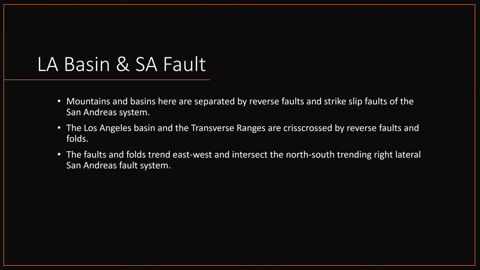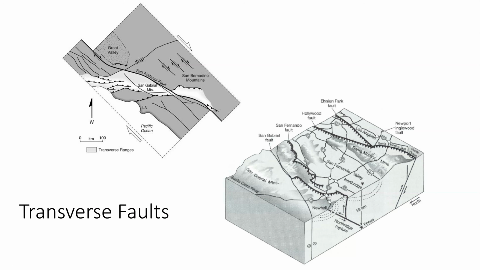So the mountains and basins here are separated by reverse faults and the strike-slip faults of the San Andreas Fault system. The Los Angeles Basin and the Transverse Ranges are crisscrossed by reverse faults and folds. We'll talk about folds in a second. The faults and folds tend to trend east-west, and they intersect the north-south trending right lateral San Andreas Fault system. So here's a look at that.